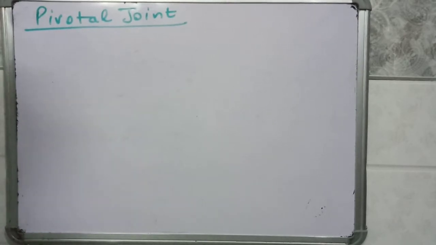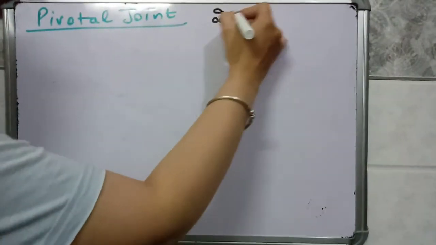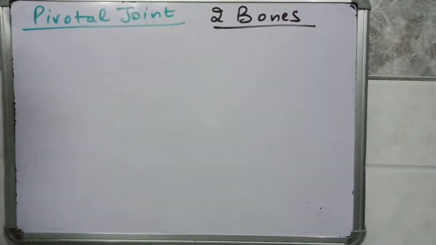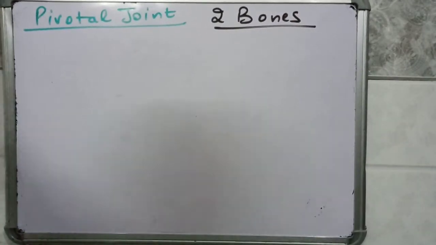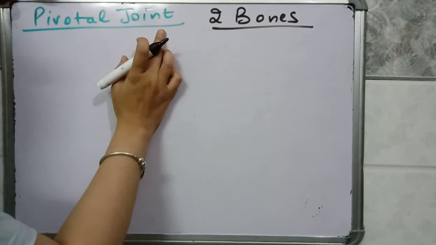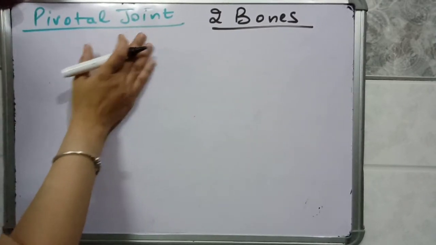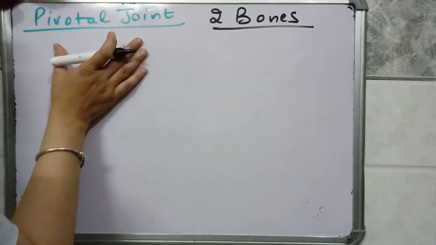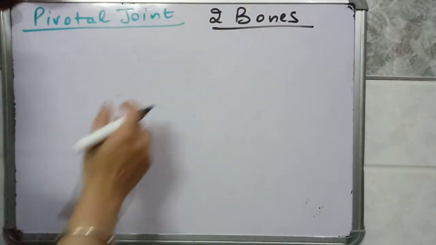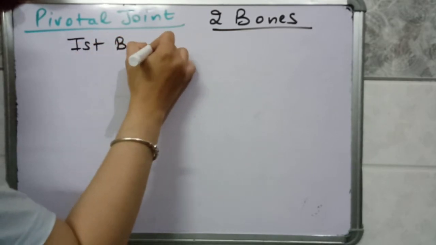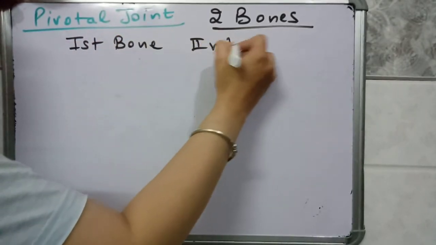Students, in this joint again two bones are connected together. How many bones are connected? Two bones are connected with the help of special types of muscles. In the pivotal joint also, two bones are present: there is a first bone and there is a second bone.